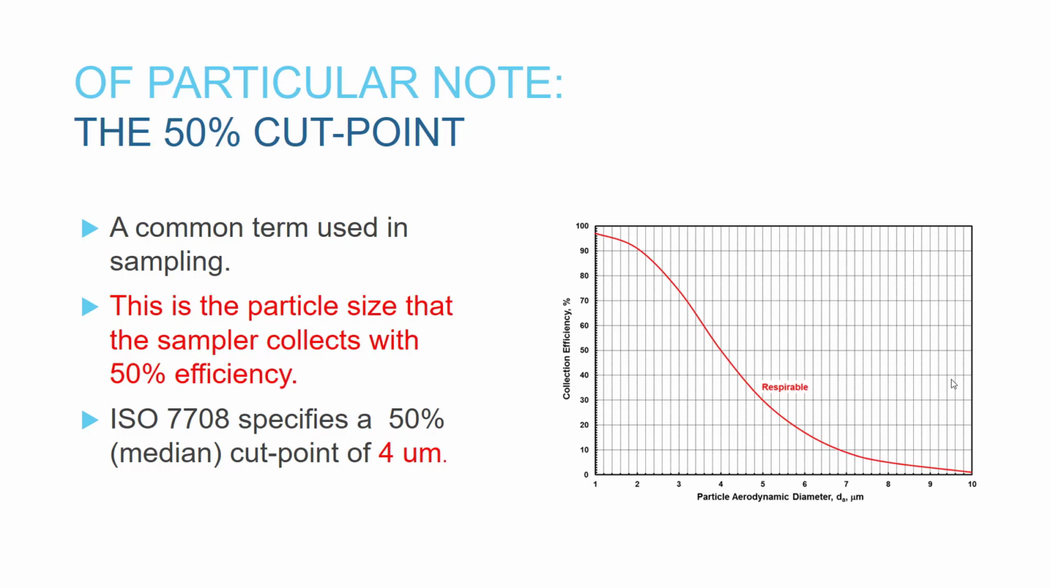There's a lot of data points on this curve, but in the health and safety profession, we normally only talk about one data point for consistency and simplicity. That data point is called the 50% cut point. This is the particle size that the sampler collects with 50% efficiency. If you look at the graph, go to 50% and drop down to the x-axis. You can see that particle size is 4 micrometers. Again, this is just some techie background information so you understand the performance criteria.